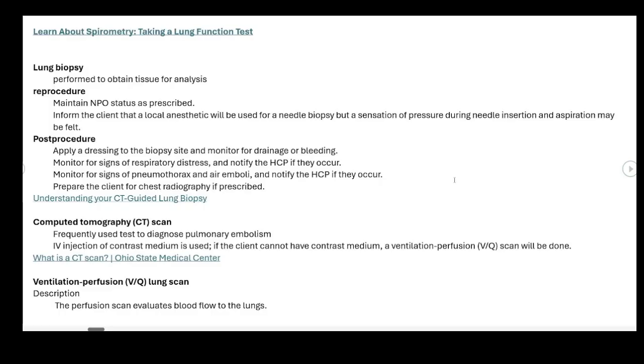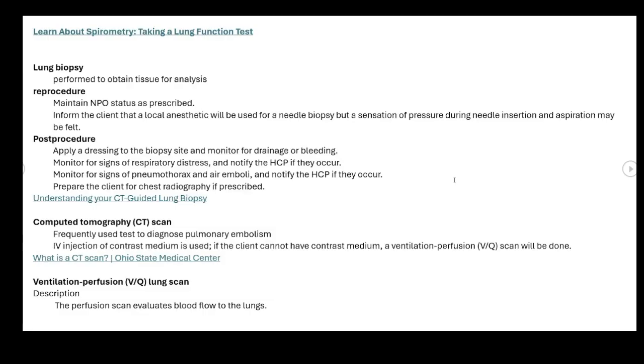Now, when we talk of lung biopsy, this is where we take tissue for analysis. You have to put the person on NPO, informed consent has to be signed, and let the patient know that a local anesthetic may be used, and then also apply a dressing to the biopsy site and monitor for any drainage or bleeding. Now, with the post biopsy too, you want to monitor for signs of respiratory distress and notify the healthcare provider if that happens.